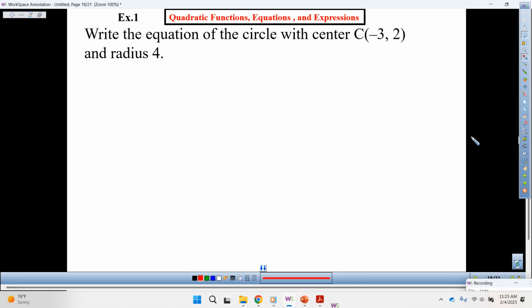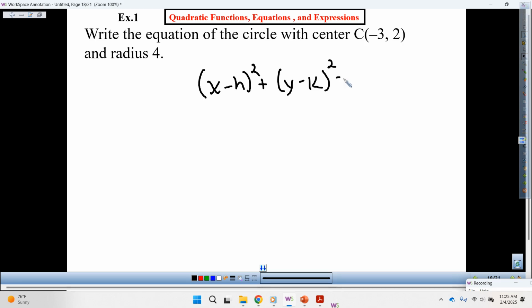All right, first things first. Whenever you get to one of these, write your standard form. Look up. We start with parentheses, x minus h squared. Write it out, please. Plus y minus k squared equals r squared. That is step 1. Step 2, label the information that they give us. What do they give us? Center, -3, 2. So this one is our h, and this one is our k. What else do they give us? The radius, r is 4.